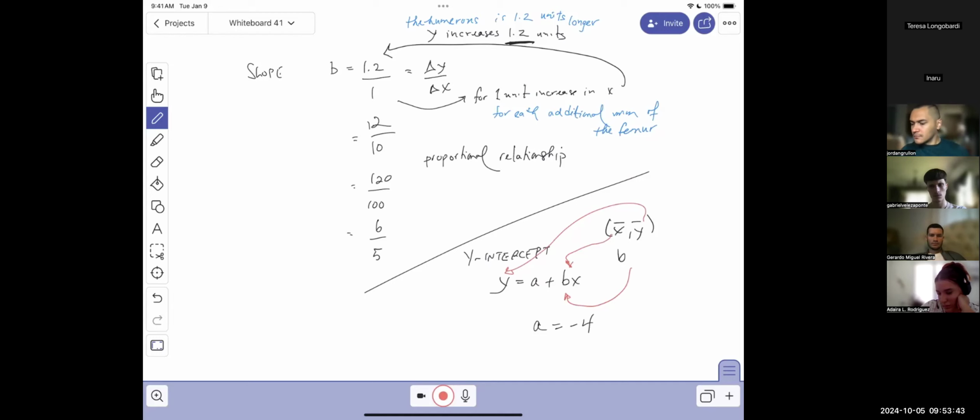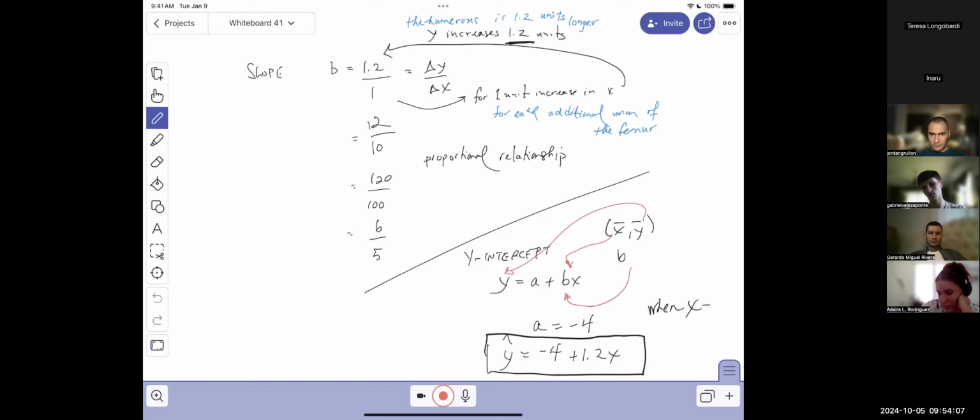So what does negative 4 mean? Let's put it in the equation. Once I get back to the statistical equation of a line, I write it like this, and it means that when x is 0, so when I put a 0 here, y is negative 4. It tells me where I cross the axis.